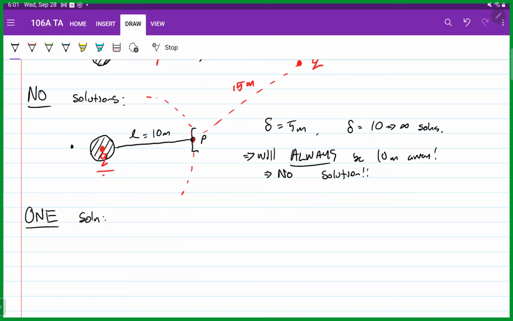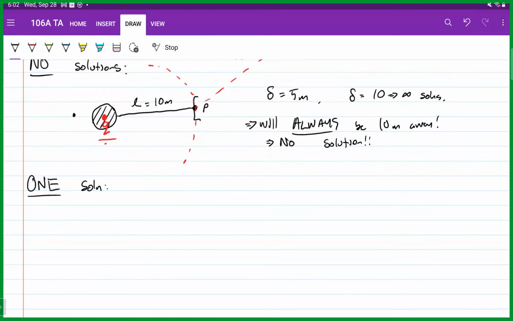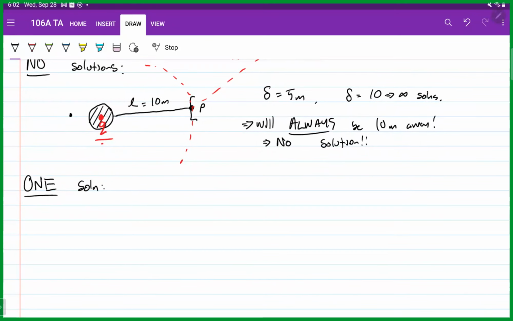So usually we try to pick our points to make sure that these infinite cases won't happen, because those really aren't super useful for us when we're trying to find a set of theta values. So, all right, if we think about a case where we have only one solution, we could have something like the following.